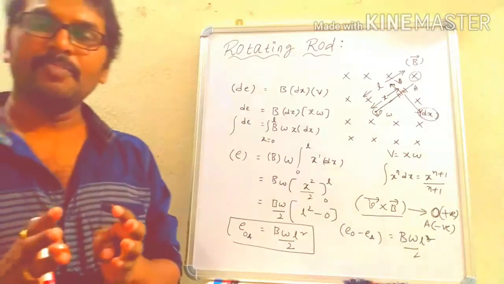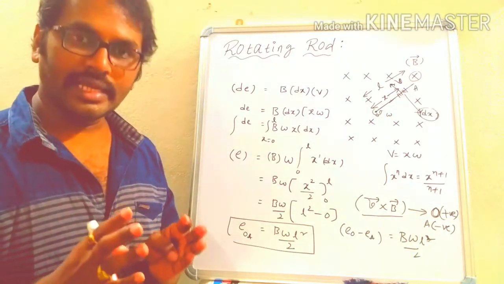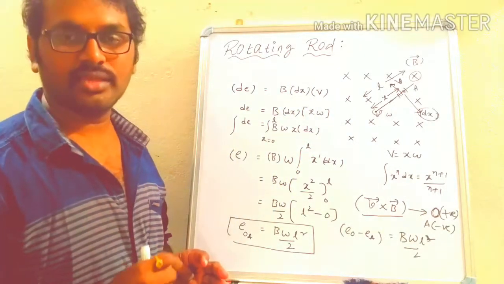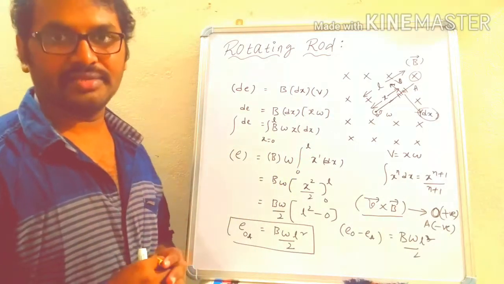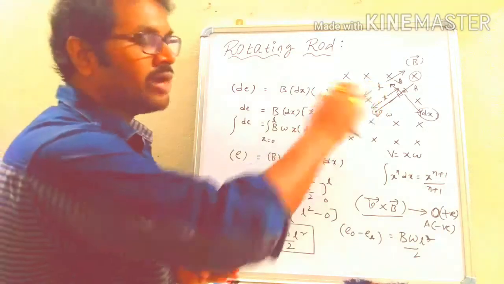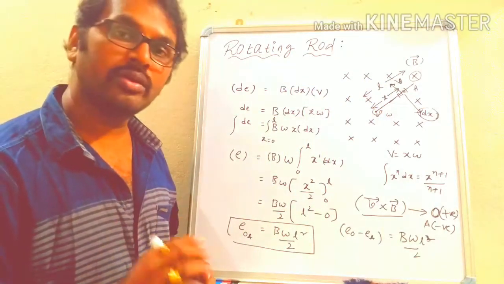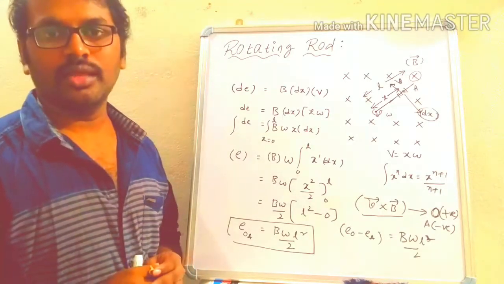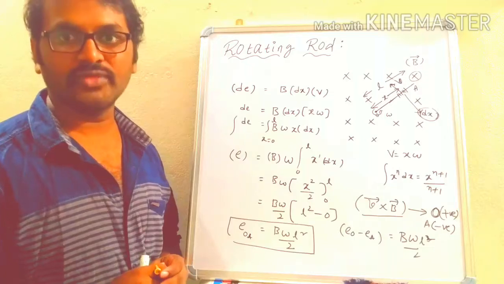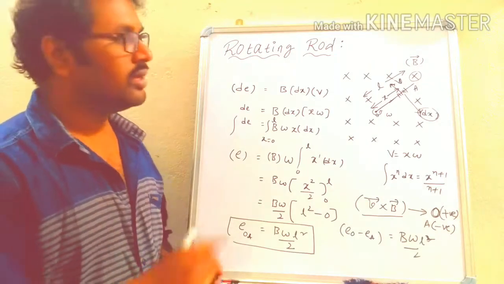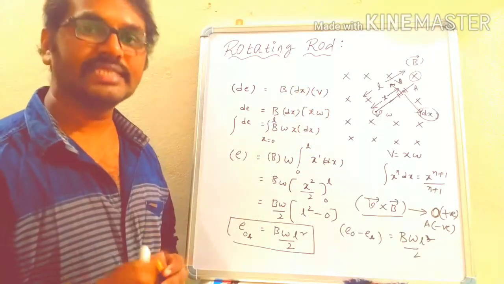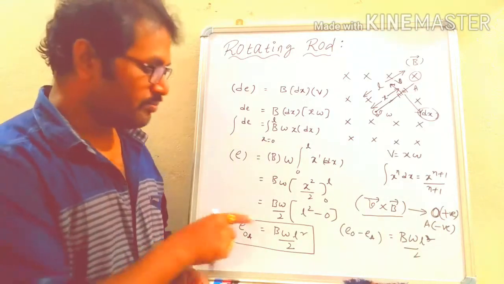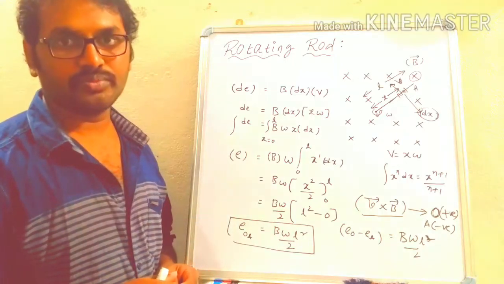So what we got here? When a conducting rod is rotating about a certain axis in the uniform magnetic field, and the plane of rotation is perpendicular to the magnetic field, there you will get a potential difference across the ends of the rod, or else we can say this conductor is acting like a battery of EMF. You got the result B omega L square by 2.